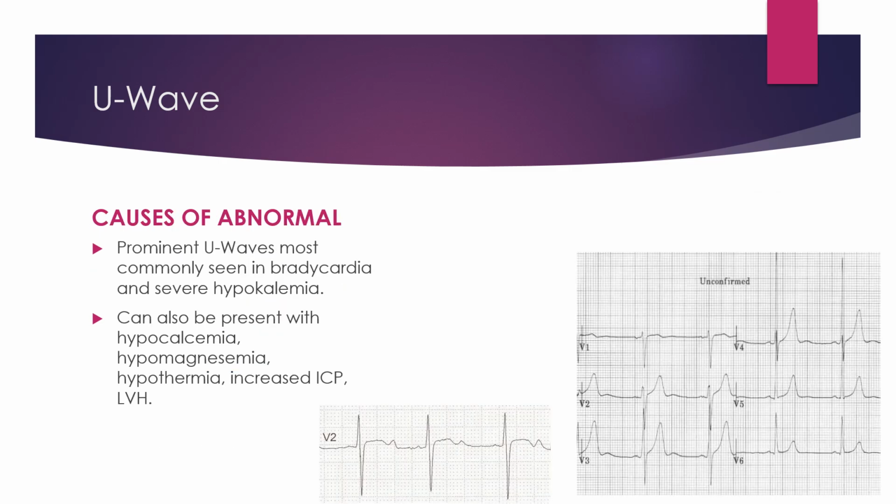Things that would make U waves abnormal. Prominent U waves are most commonly seen when the heart rate is low, so bradycardia, and in severe hypokalemia. Those are the most common times that you are going to see them. And here's some examples. Here's a U wave here, and then over here you can see it after the T wave as well. In most cases the heart rate is under about 60. Not always, but in most cases the heart rate is under about 60 for them to be present. They can also be present with hypocalcemia, hypomagnesemia, hypothermia, increased ICP, and left ventricular hypertrophy. So those are the other times we might see them.